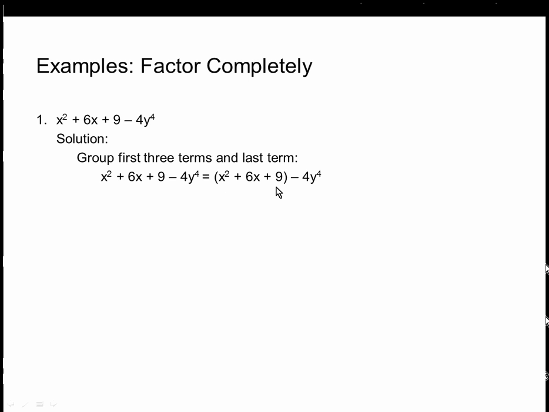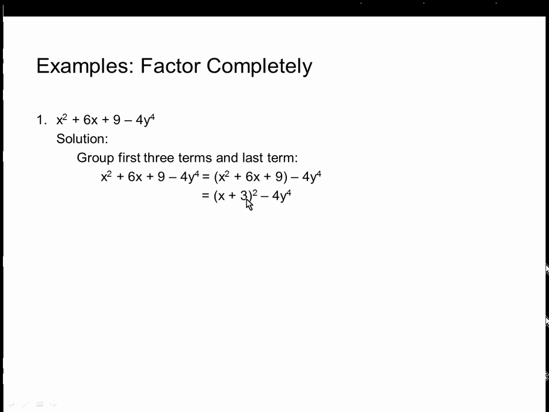Now x squared plus 6x plus 9, classic trinomial. I want factors that multiply to be 9 and add up to be 6. It's 3 and 3. So I've got x plus 3 squared minus 4y to the 4th. Now don't leave it like this. It's not factored completely. If you have a plus or a minus sign sitting outside parentheses, you're not done factoring.